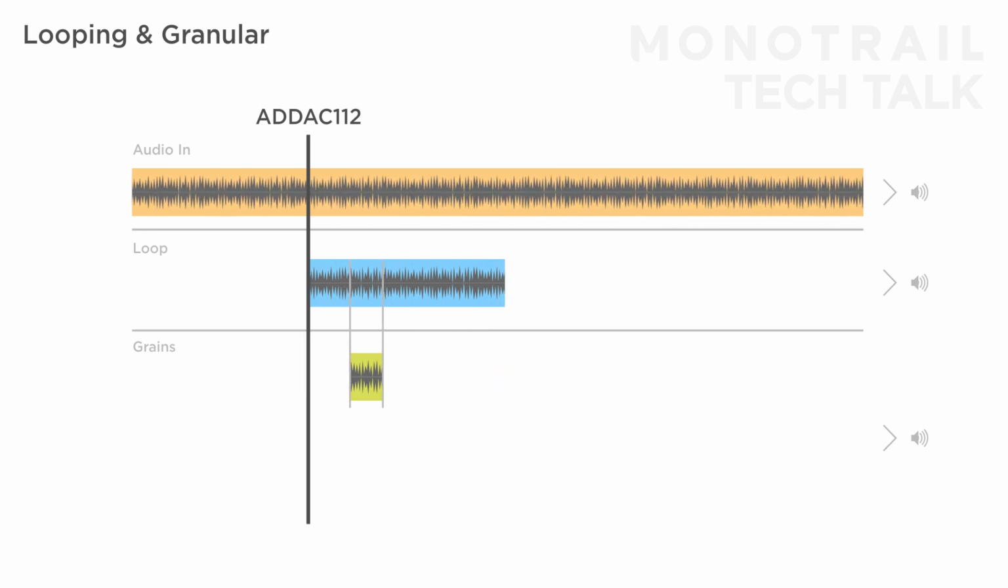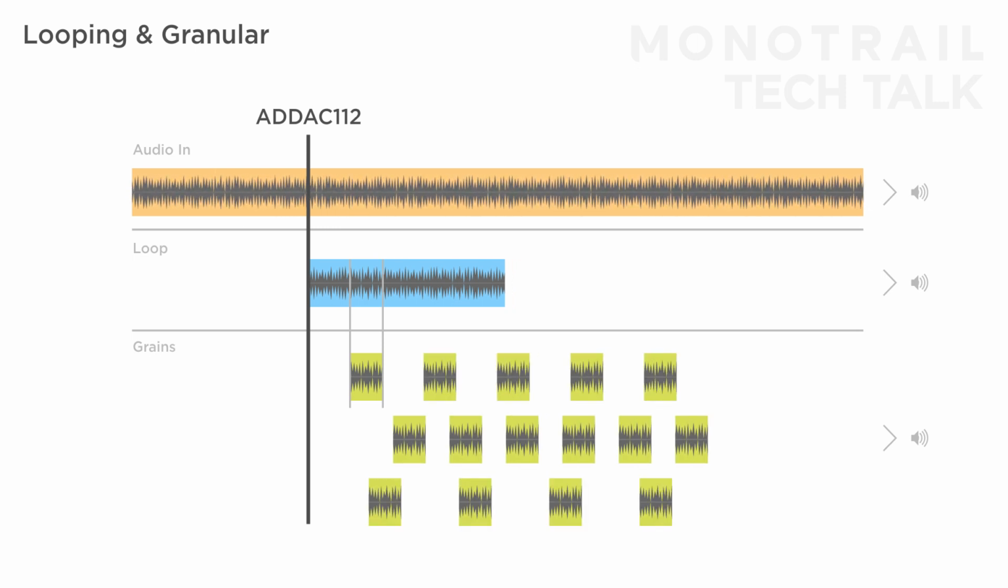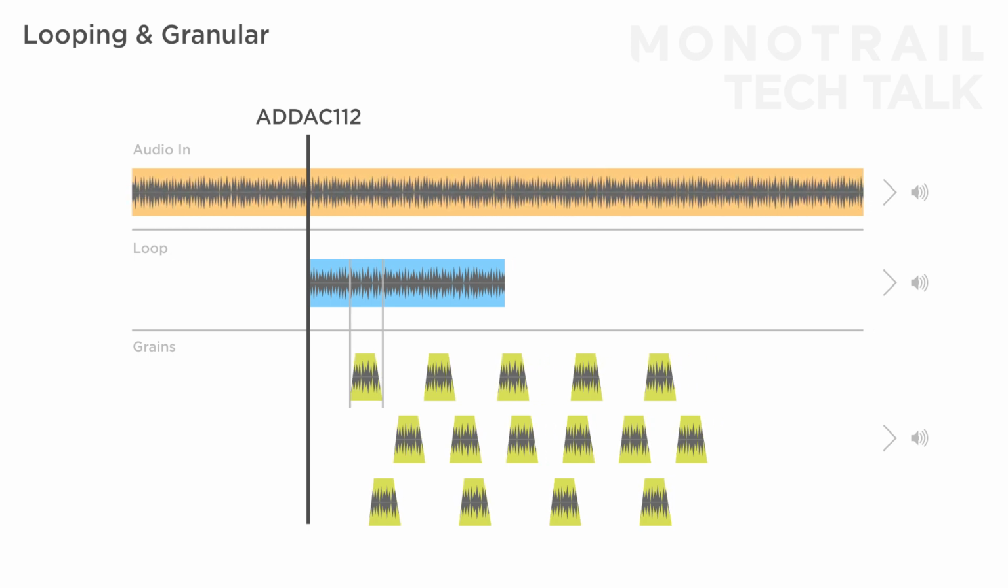You can select how many of them are generated at the same time, how fast they are being repeated, where they are located in the stereo field, apply an envelope to them so the grains fade in and out, control the playback direction, and so on to create interesting textures and sounds.